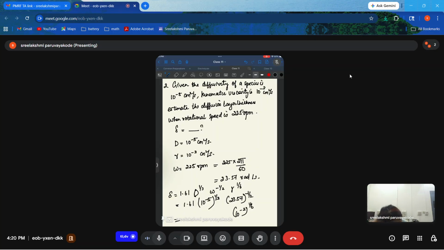So, what is the answer you're getting? I'm getting it as 33.16 micrometer. So, this is the answer I'm getting when I'm solving. Now, let's look into the next question.